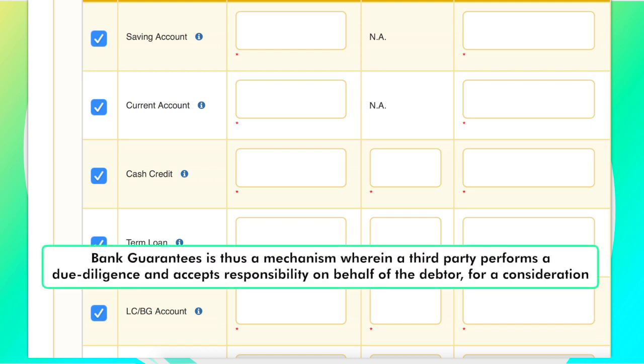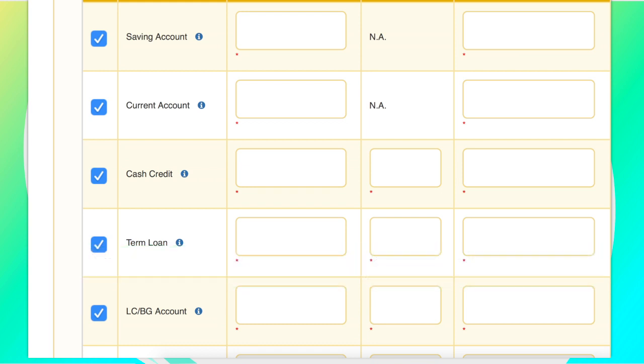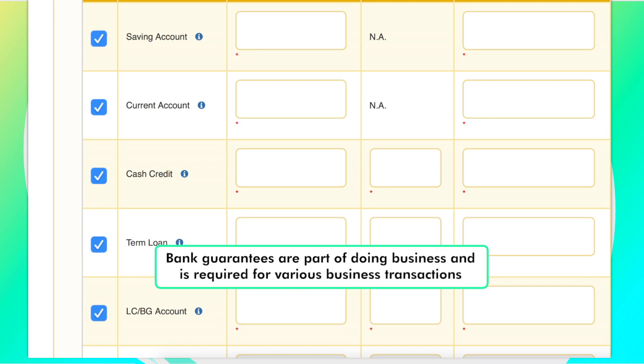Bank guarantees are thus a mechanism wherein a third party performs a due diligence and accepts responsibility on behalf of the debtor for a consideration. Bank guarantees are part of doing business and are required for various business transactions.